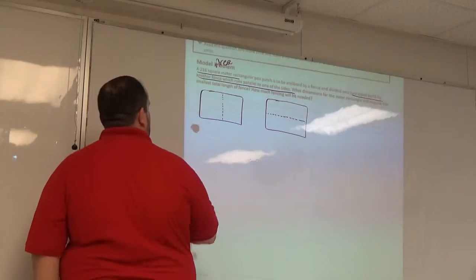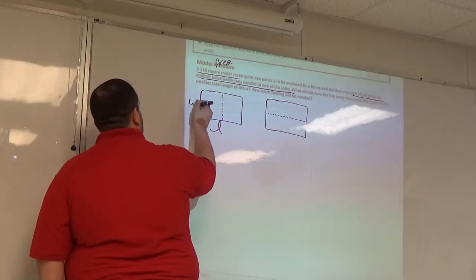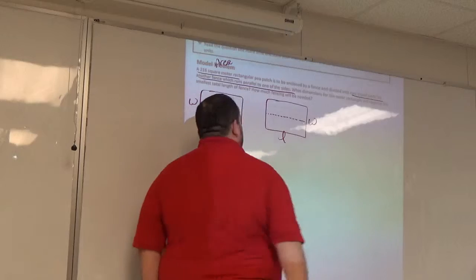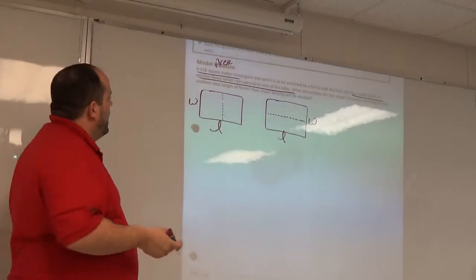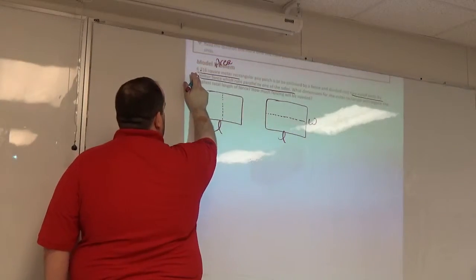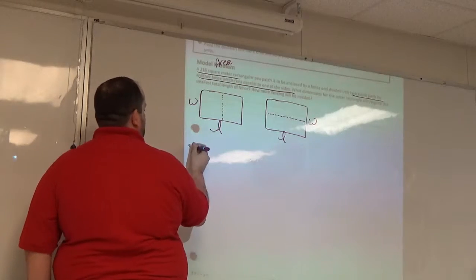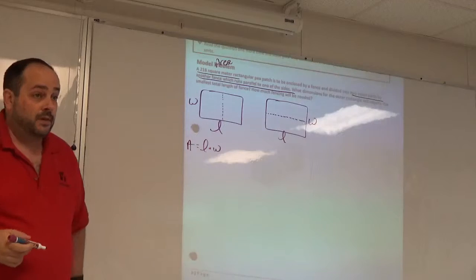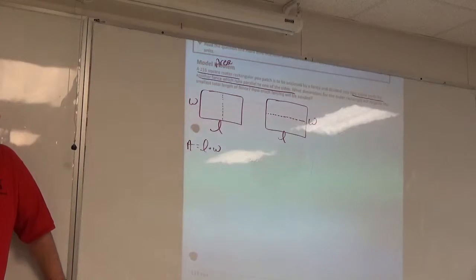You can label this any way you want. If you say this is L and this is W, great. If you say this is L and that's W, great. Most folks have already figured out, you've got 216 square meters, that represents area. So either way, you're going to say A equals L times W. The place that you want to be careful, though, is the fencing.